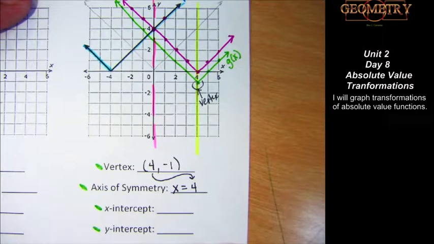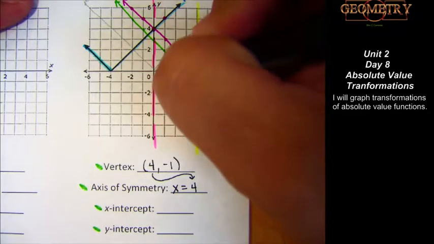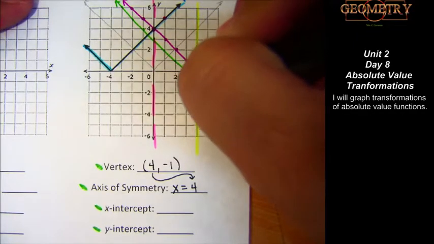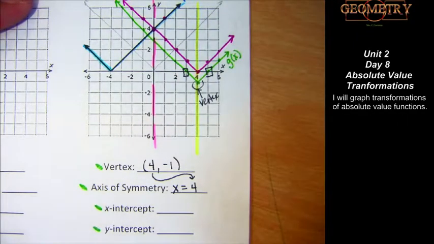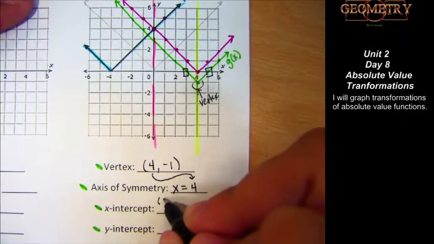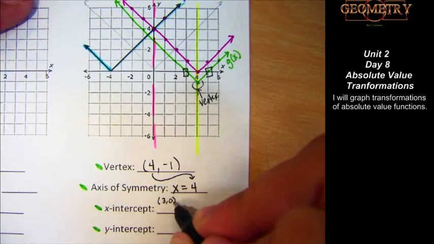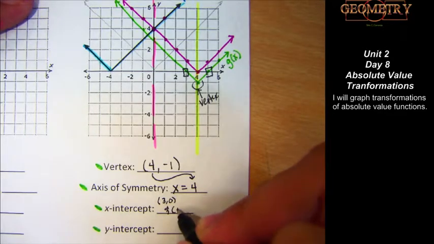The x-intercepts. There are 2 of them. I'm so glad that you noticed. 1 and 2. You must list both. 3, 0, and 5, 0.